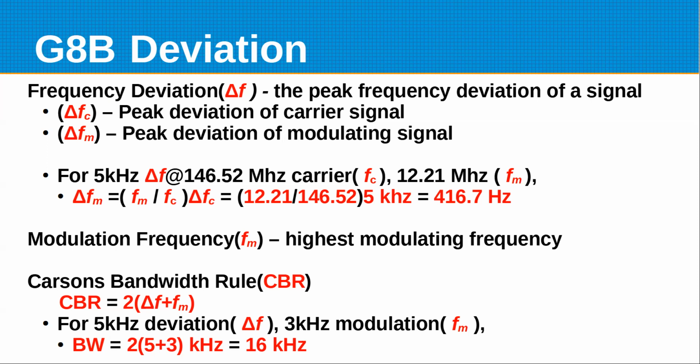So in this example, for a 5 kilohertz deviation at 146.52 megahertz, and we're using a modulating frequency of 12 megahertz, then we've got the ratio of the modulating frequency divided by the carrier frequency, in this case the 12 over the 146, times our 5 kilohertz deviation that we want on the output. So we do that ratio, and it says we need to deviate 416.7 hertz of the modulating frequency, the local oscillator that we're modulating.